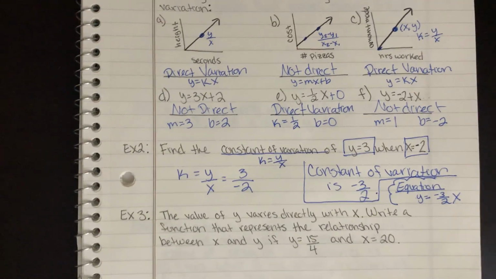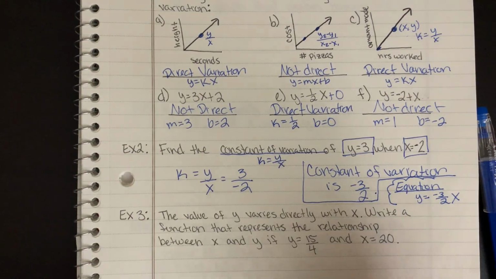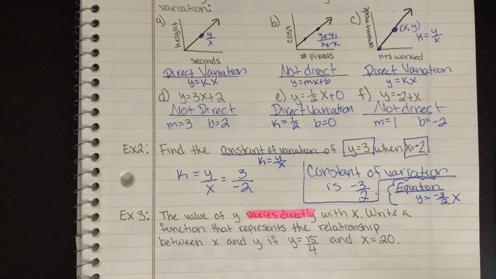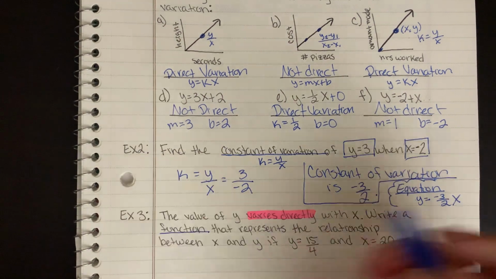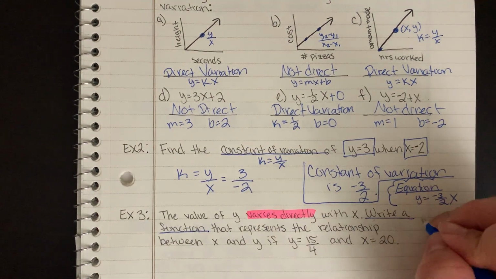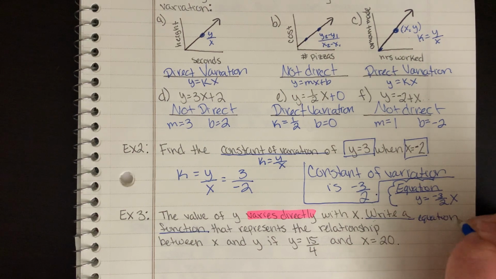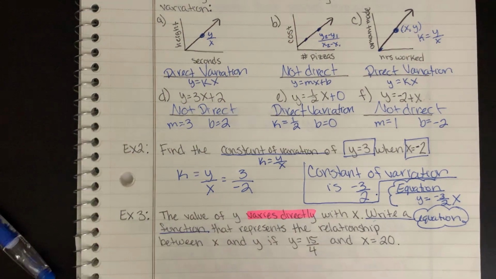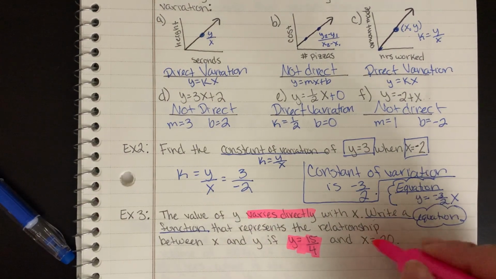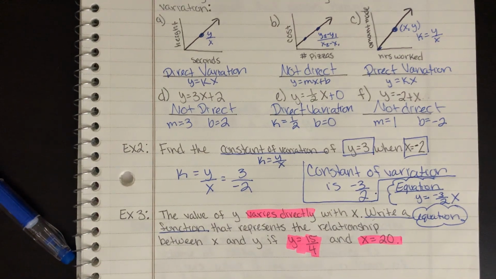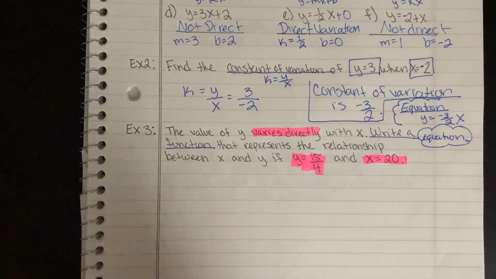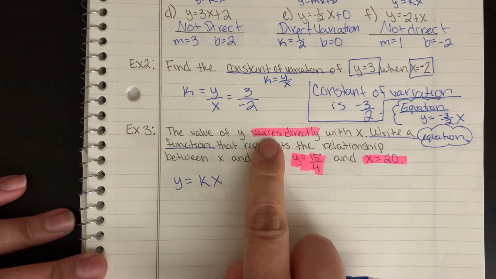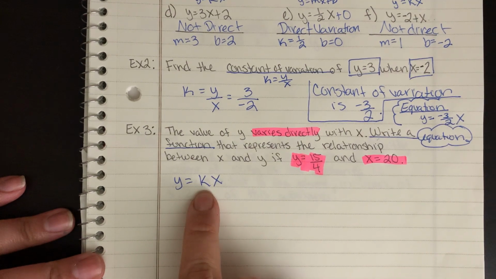The value of y varies directly. So remember, there are those key words, right? So I know that there is a proportion here. The value of y varies directly with x. Write a function. So when it's telling me to write a function, that really means I want an equation that represents the relationship between x and y if y equals 15 over 4 and x equals 20. Okay, so I want an equation. So my equation is y equals kx, and I know that because it says varies directly. And I know how to find k, right?